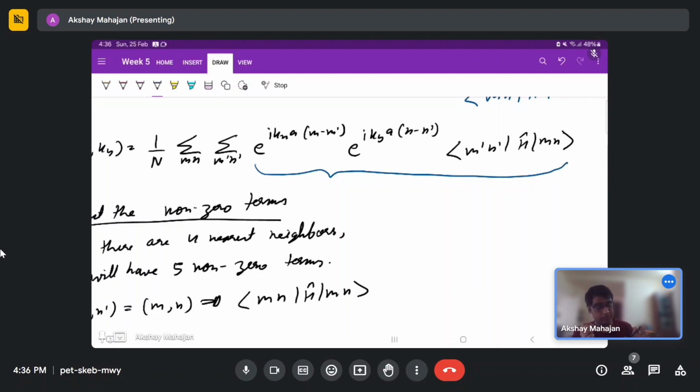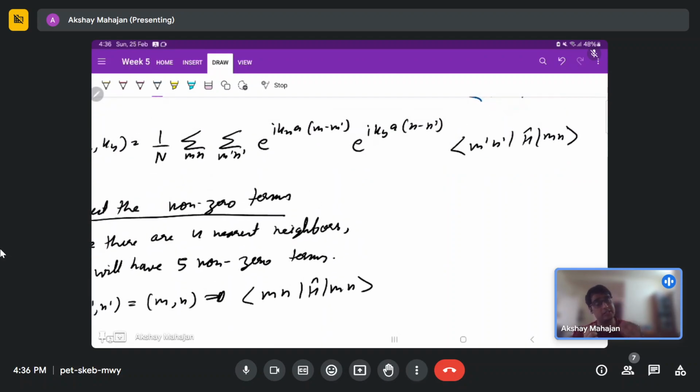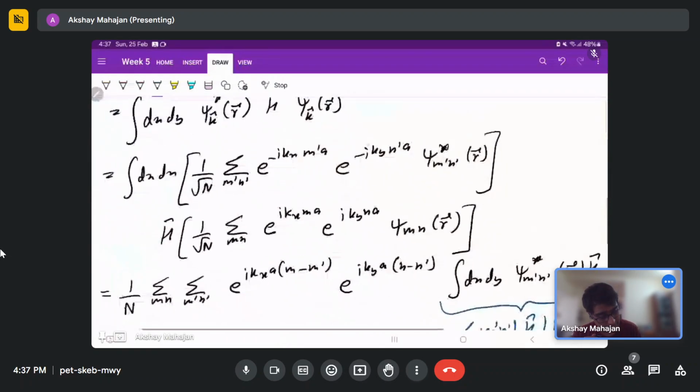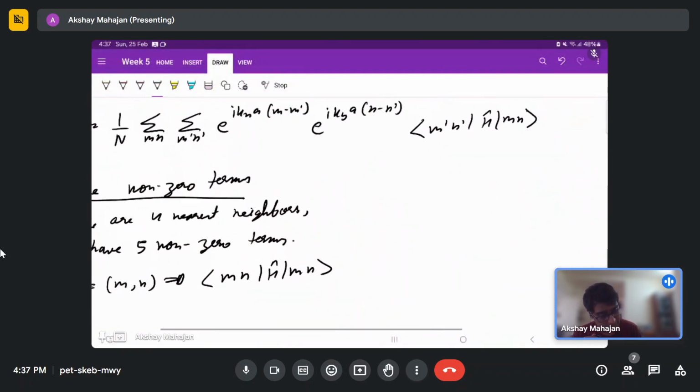We are just trying to find out when the term within the summation is going to be non-zero, and we are writing those 5 terms. We know that there are 4 nearest neighbors, so there are going to be 5 such terms. I have plotted these 5 purple points, and we are going to have each term from these 5 purple points.